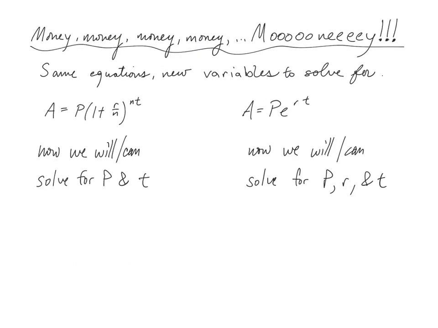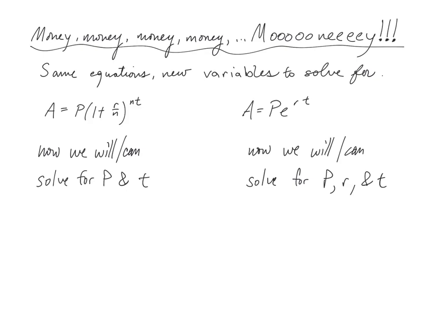All right. We are dealing with money on this slide. These are the same two equations that you've been working with before, the compounded monthly or daily, or we'll say nthly, and the compounded continuously. Except now we will and can solve for P or t in this equation. And we could have solved for P earlier. I just never did an example like that.